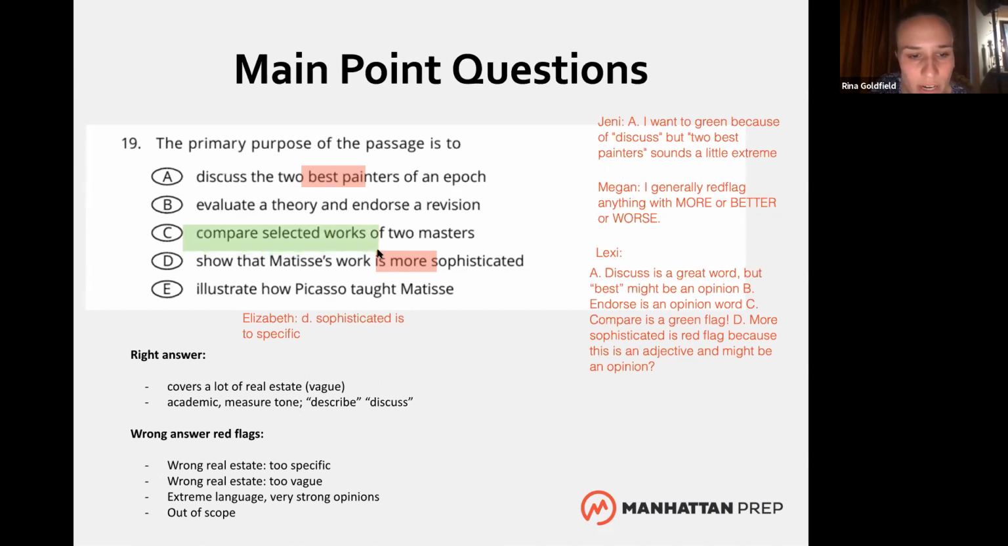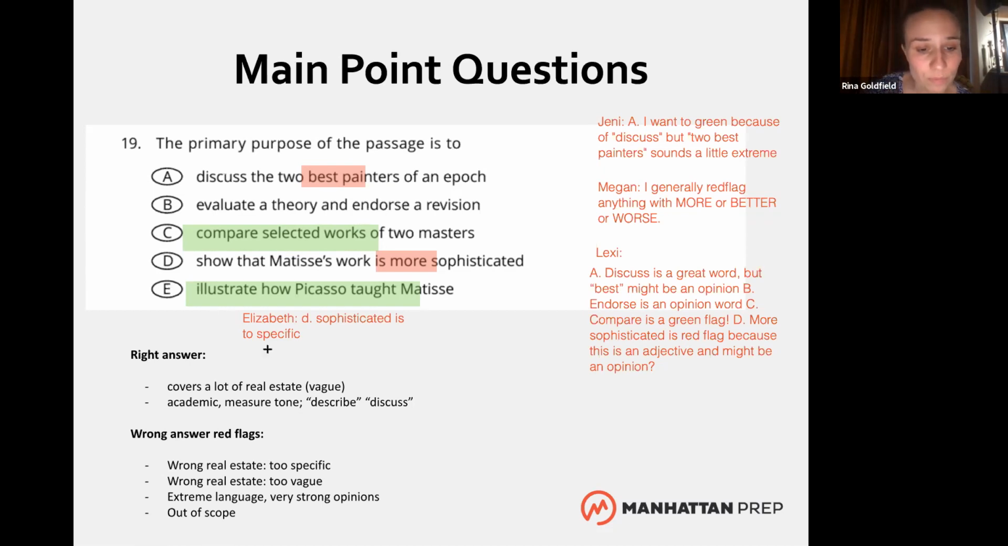Compare selected works to illustrate something. Both of these are pretty open. It totally could be true that a passage could be about these things, right? We could be illustrating a teaching. We could be comparing selected works. In this case, C ends up being the right answer, but these are both great answer choices to green flag.